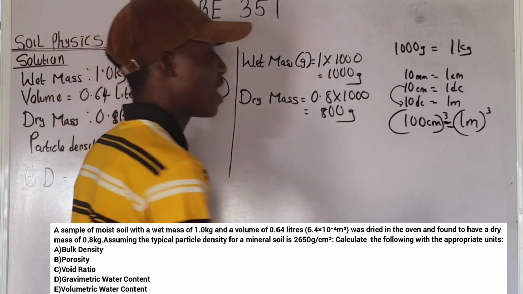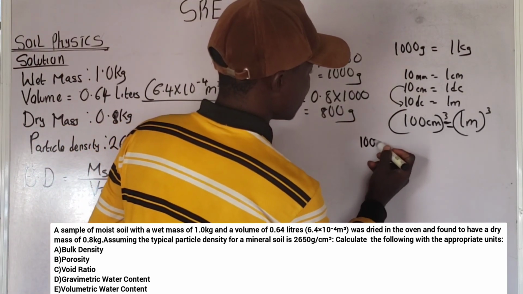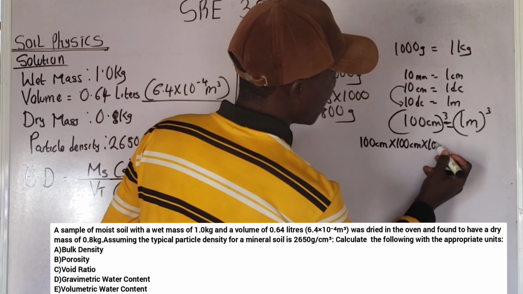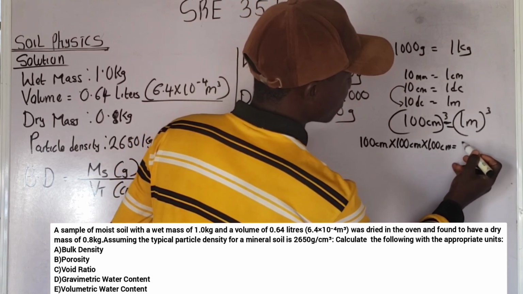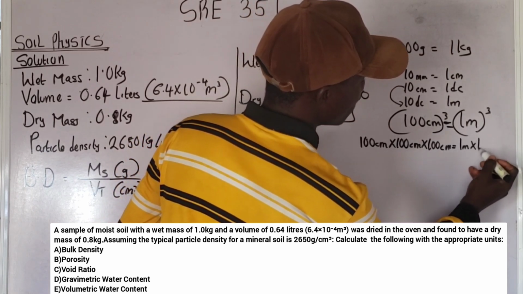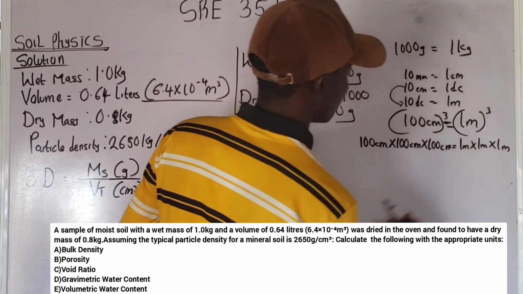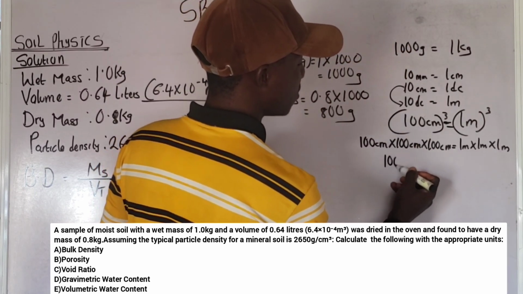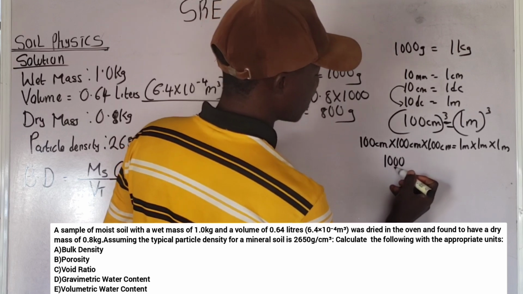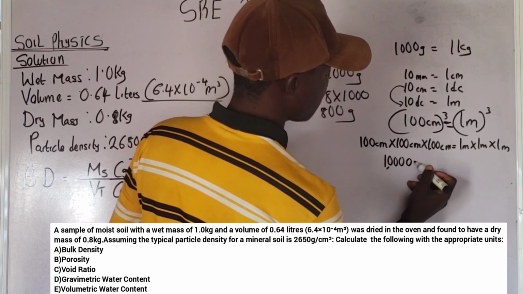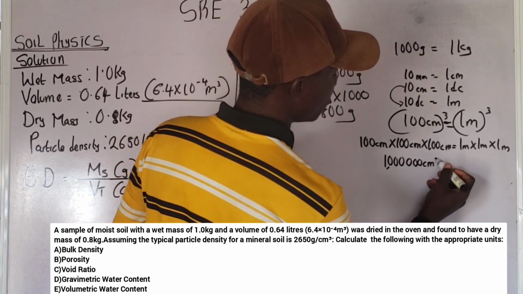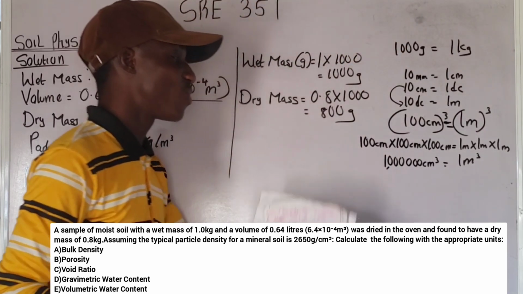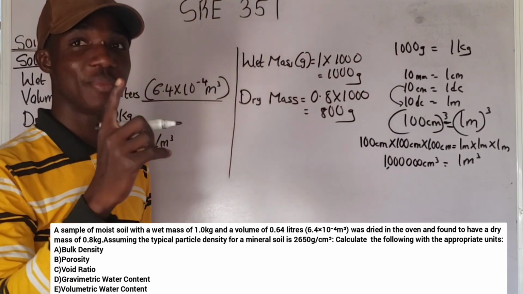Now this will give me 100 centimeter times 100 centimeter times 100 centimeter, which equals 1 meter times 1 meter times 1 meter. 100 times 100 times 100 is 1 million. Yes, 1 million centimeter cube will be equal to 1 meter cube.